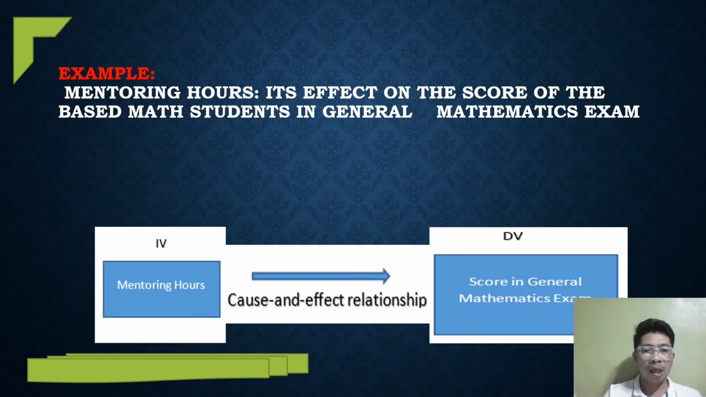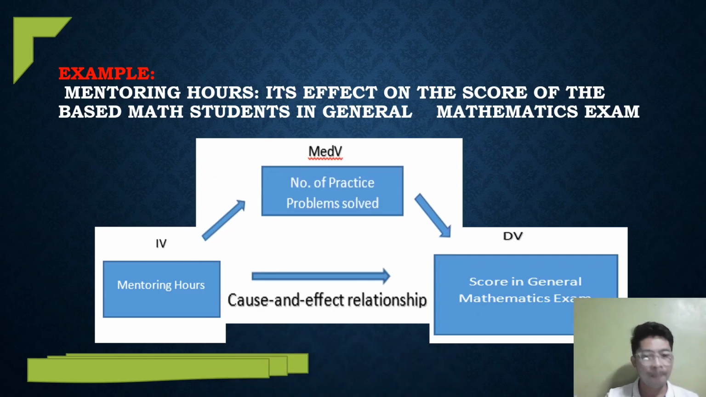Now, another intervening variable, or sometimes in our IV-DV. Taking the same example, mentoring hours, its effect on the score of the BS and math students in general mathematics exam. Take note that this is now the flow of our conceptual framework. However, we have this mediating variable, number of practice problems solved. Now, take note that the role of this mediating variable, this will help our intervening variable or our independent variable to affect our dependent variable which is the score in general mathematics exam.